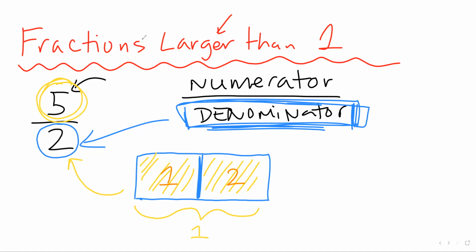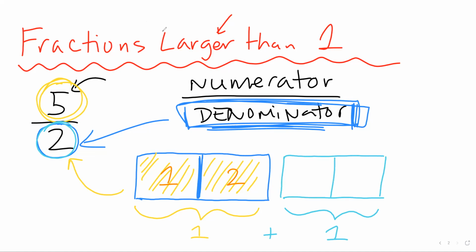So in order to do that, I can draw a second whole. This is still the number 1, but at this point, that's 1 plus 1. So we kind of have 2. And again, the denominator says it's cut into 2 pieces. So I'm going to partition it into 2 pieces, and I'm going to go back and shade. So 1, 2, 3, 4. Now I shaded. Oh, wait.